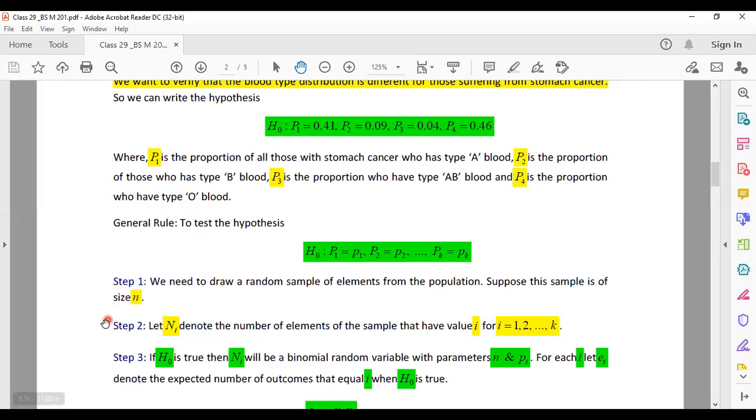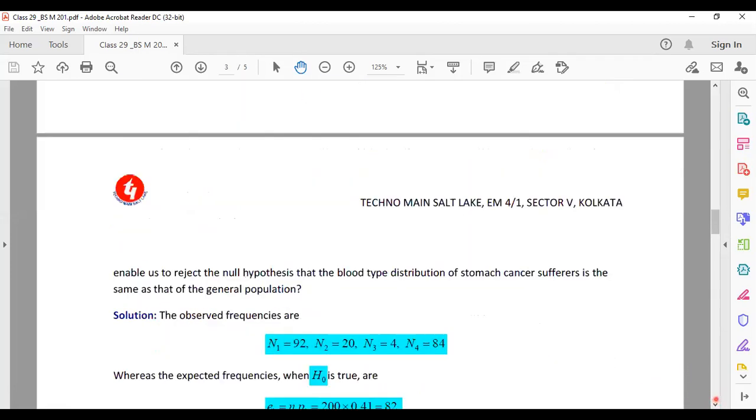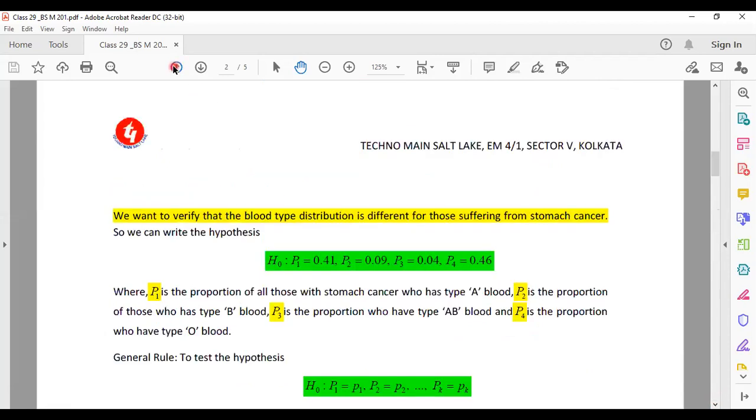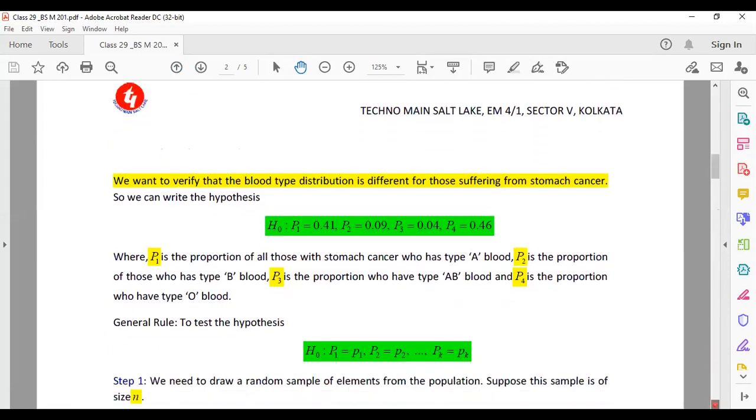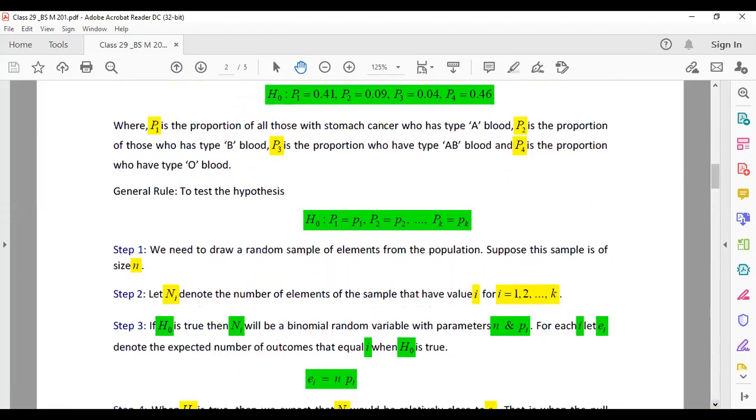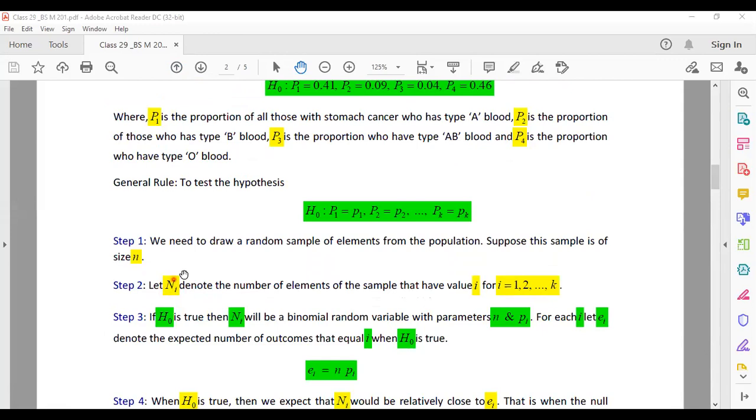Then we come to step 2. Let capital Ni denote the number of elements of the sample that have value i. Now you see, this Ni is the number of elements. What type of elements is this Ni representing? We have some sort of characteristic in the population. Now this Ni is representing the number of people having that characteristic in the sample. So that number is given by this.